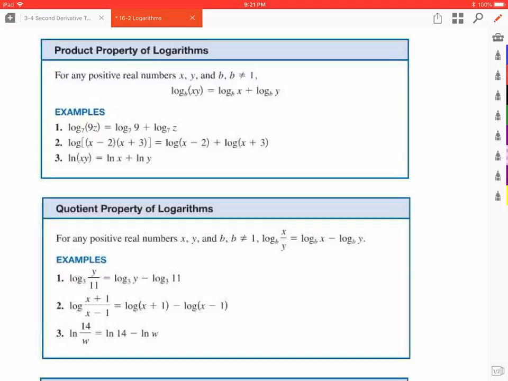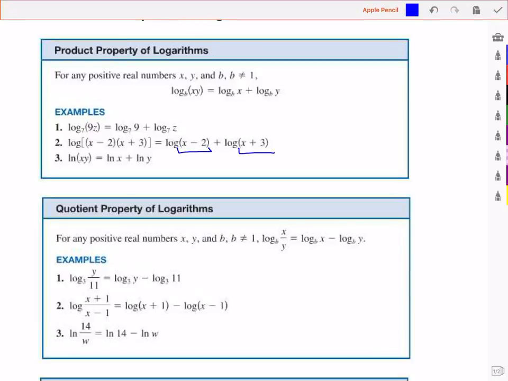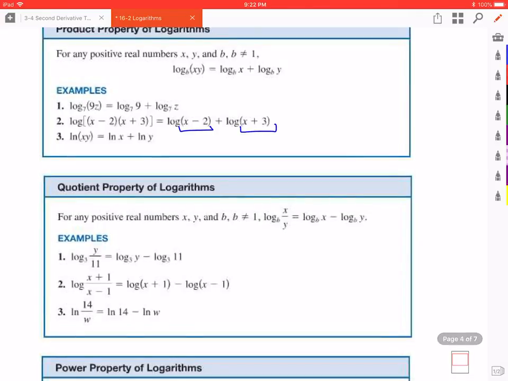Here's just some examples that we can look at, nothing really to write. Log base 7 of 9z is log base 7 of 9 plus log base 7 of z. Notice on the second one, log of x minus 2 times x plus 3, they've just split up those two factors. So log of x minus 2 plus log of x plus 3. And of course, it works with natural log as well.